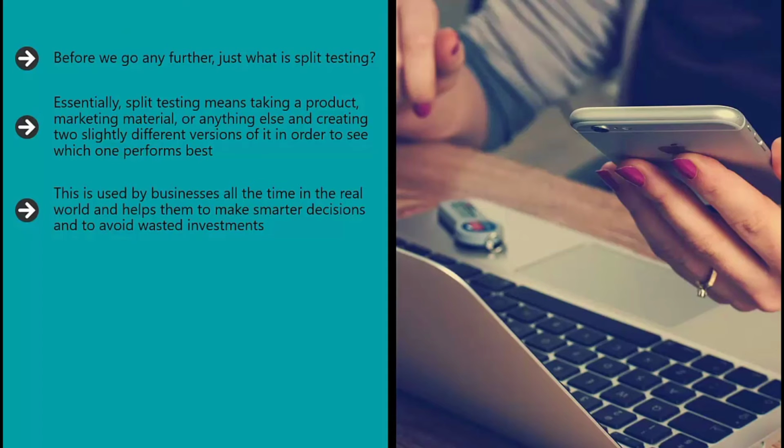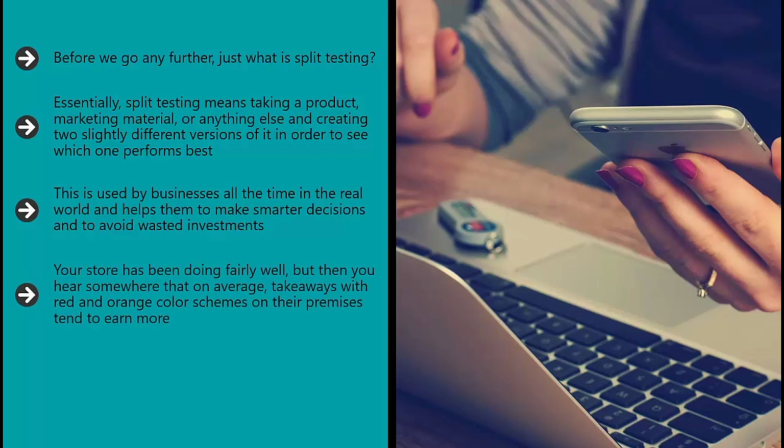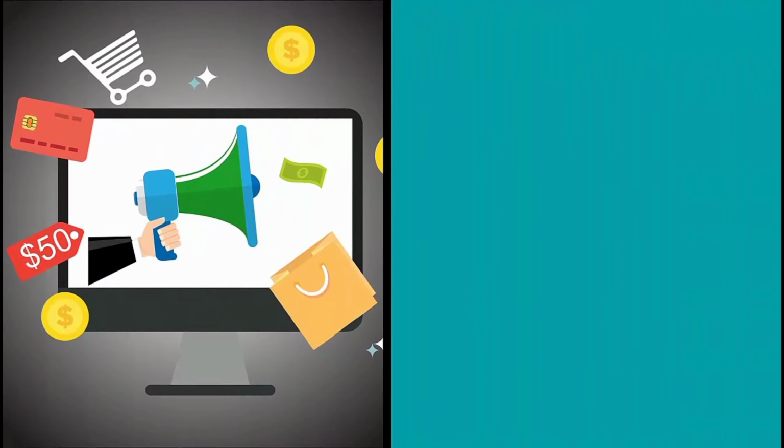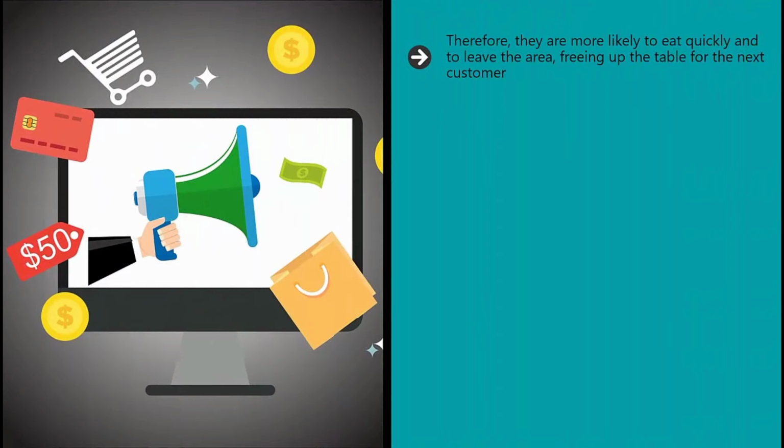to avoid wasted investments. Let's imagine for a moment that you own a chain of fast food restaurants that sell only prawn-based dishes, because why not? Your store has been doing fairly well, but then you hear somewhere that on average, takeaways with red and orange color schemes on their premises tend to earn more. Why? Because those colors increase the heart rate and make people slightly uncomfortable. Therefore, they are more likely to eat quickly and to leave the area, freeing up the table for the next customer. The result is that such venues actually see a higher turnover of customers and greater profits.